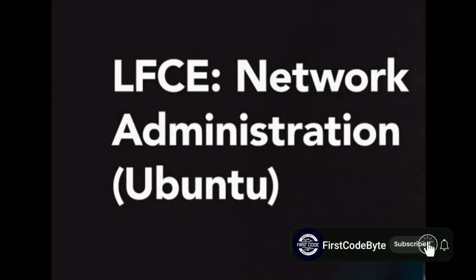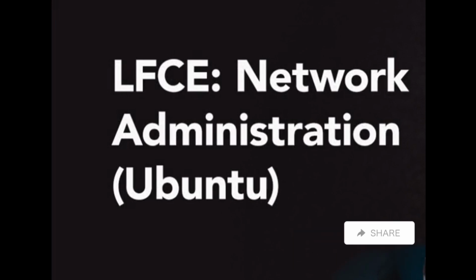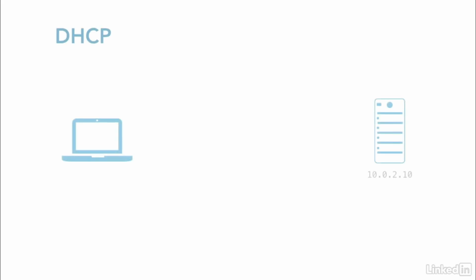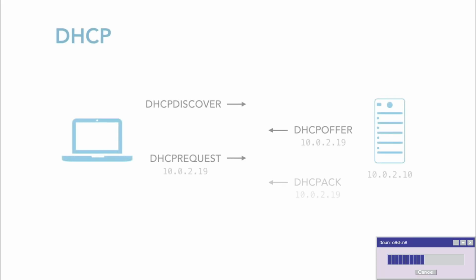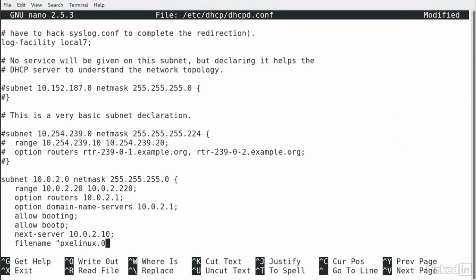Using a Linux server, we can provide services that are essential to a network. I'm Scott Simpson, and in this course, I'll show you how to perform some network administration tasks that a system administrator should know about. We'll take a look at configuring a Linux server to act as a DHCP server, handing out IP addresses to clients on our network. And we'll look at providing network boot capability for clients using PXE Boot.